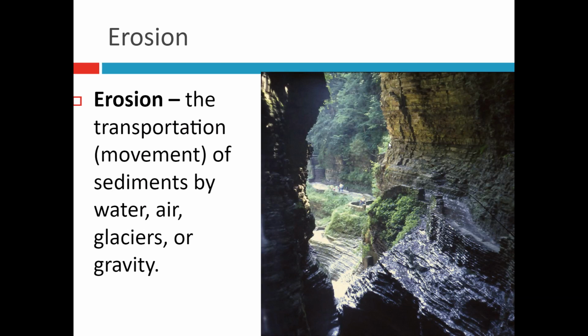So here's a definition. I would write this down. Erosion is the transportation or the movement of sediments by water, air, glaciers, or gravity. And again, it's not the breaking down of the sediment. That's the weathering part of this. We're talking about moving it. Now, in the process of moving sediment, you're going to have a lot of weathering take place, which we talked about with abrasion. That's a really big one, right? But erosion just refers to the transport of that sediment through one of these means.